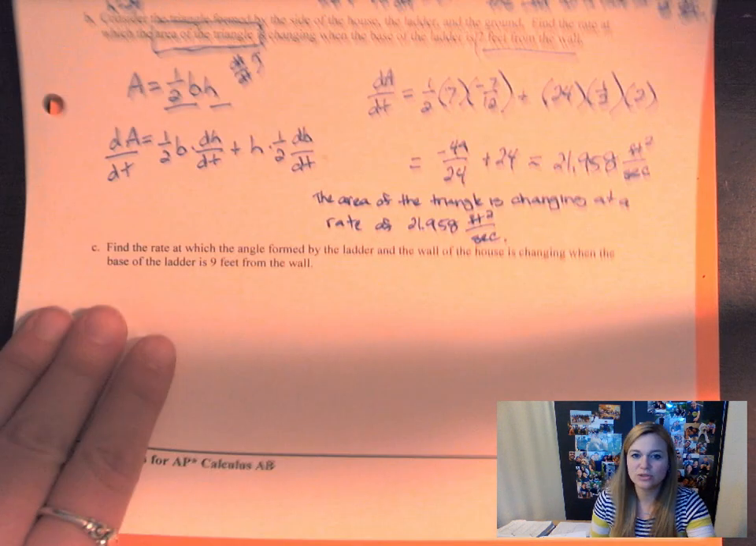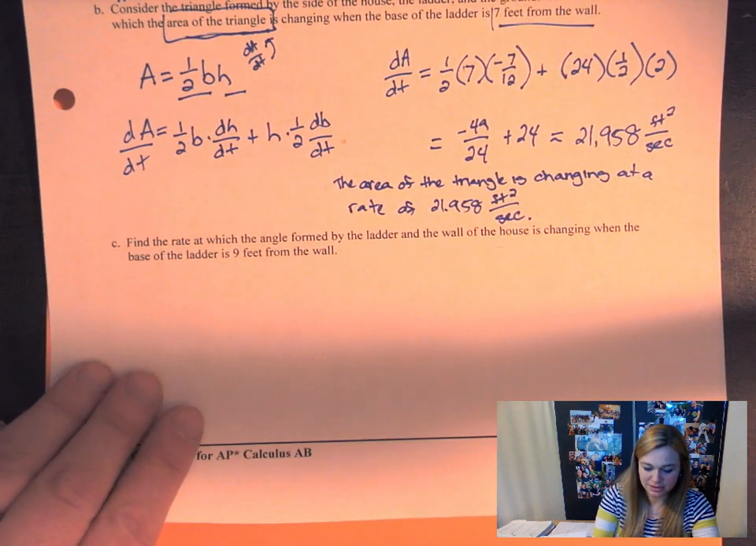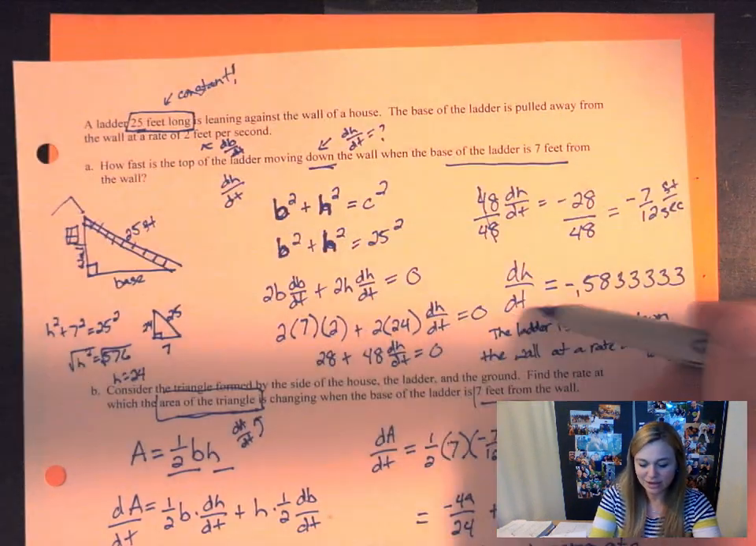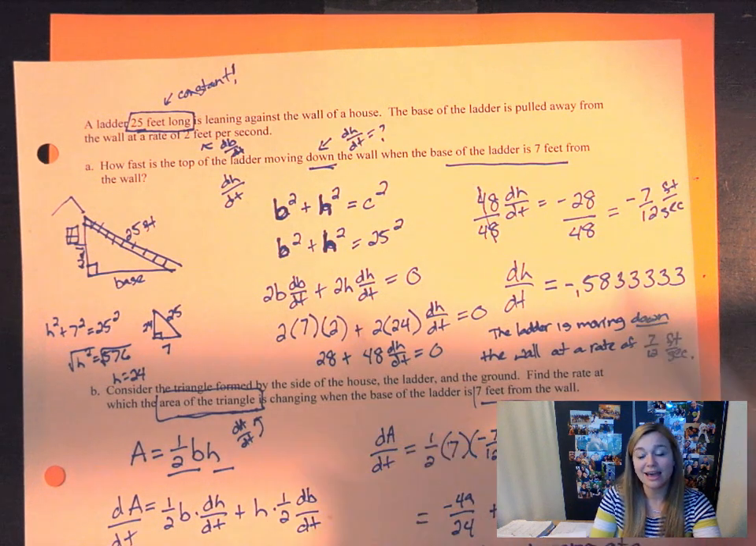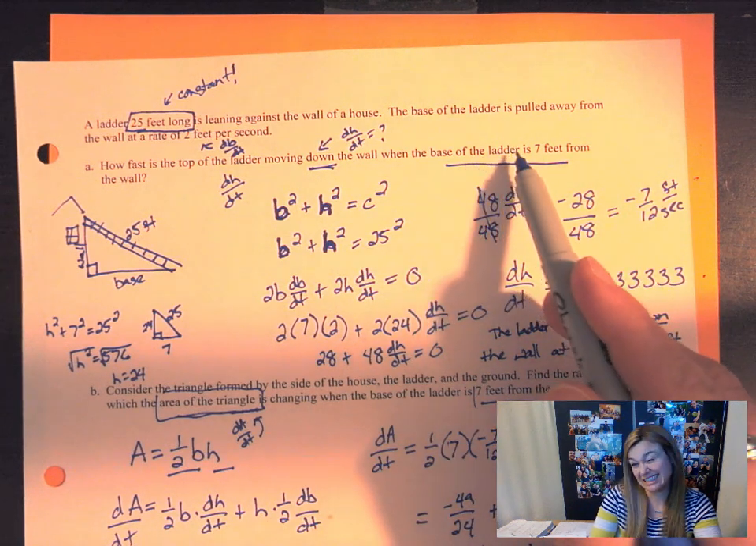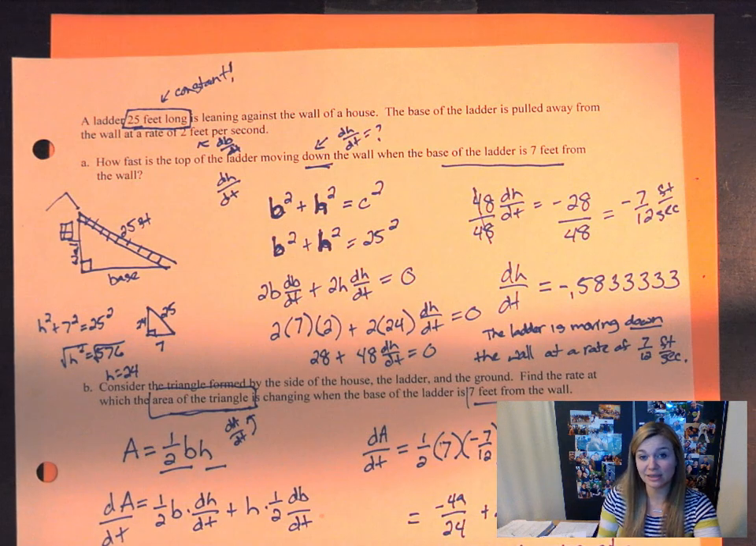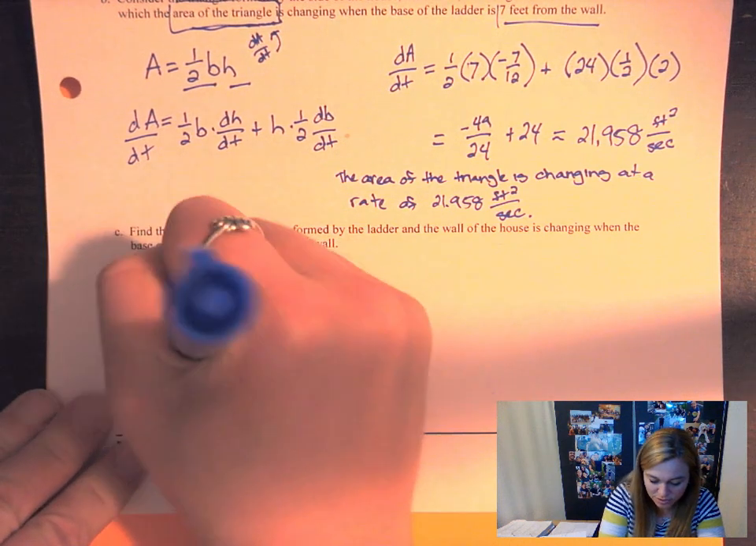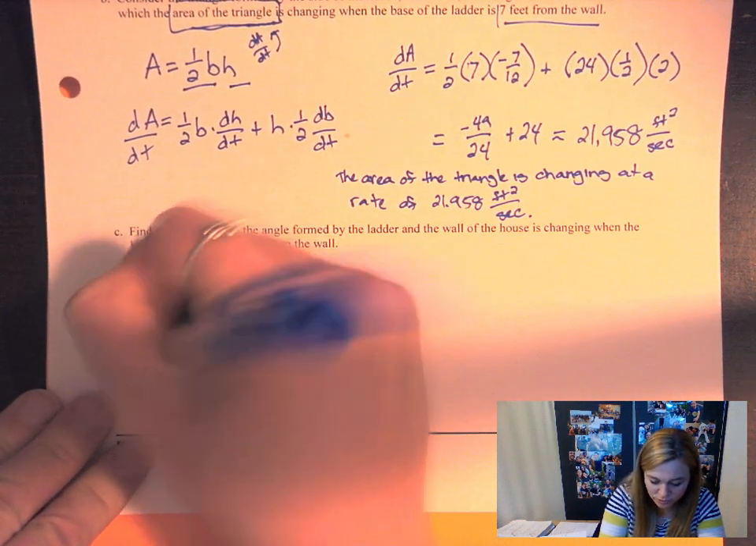Okay, next one's really annoying because you see how this says at a moment 9 feet from the wall? That means anything I did here and here I can't use. I have to just go back to that original problem. So be careful, if it's not at the same instant, you have to recalculate things. Maybe.